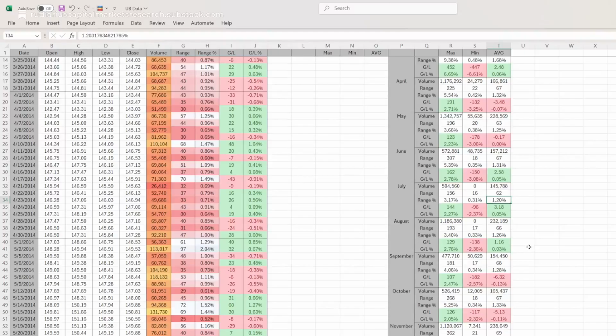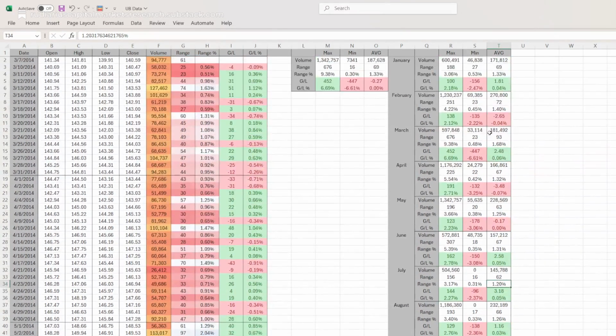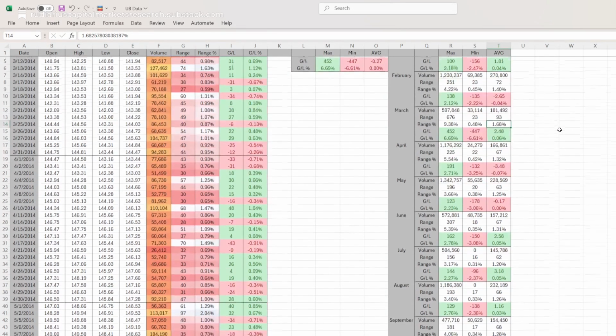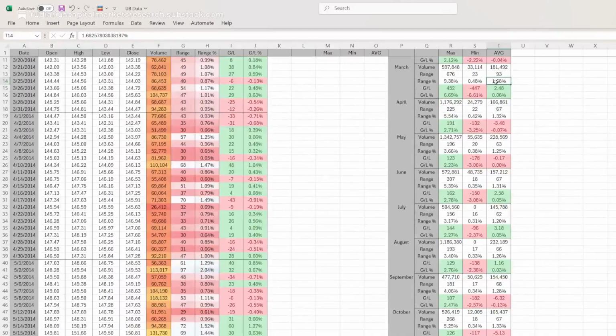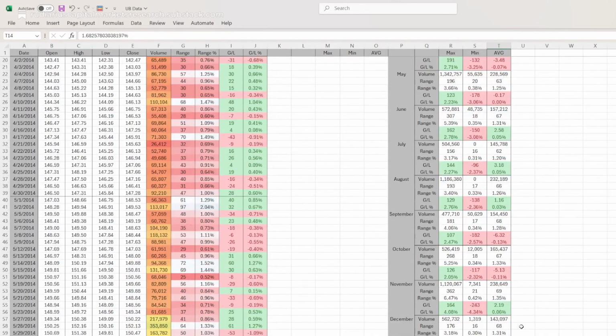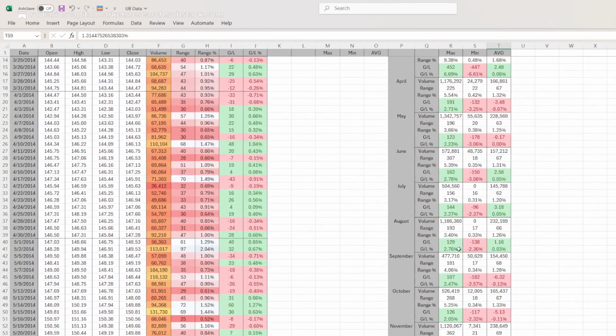So summer months tend to be lighter. March is the biggest outlier, at 1.68. But these last three months of the year do tend to be a little thicker than what we've become accustomed to in summer.